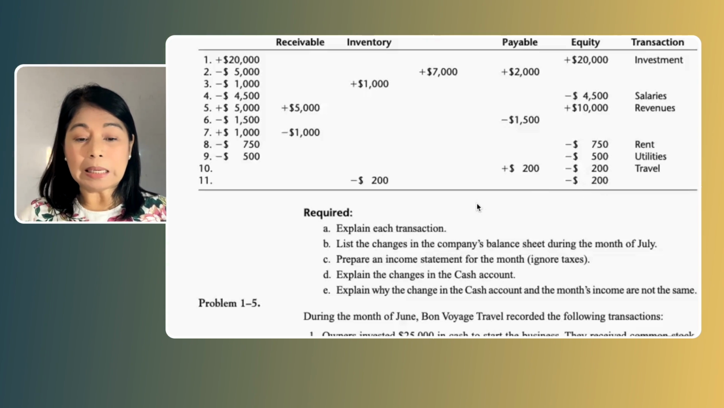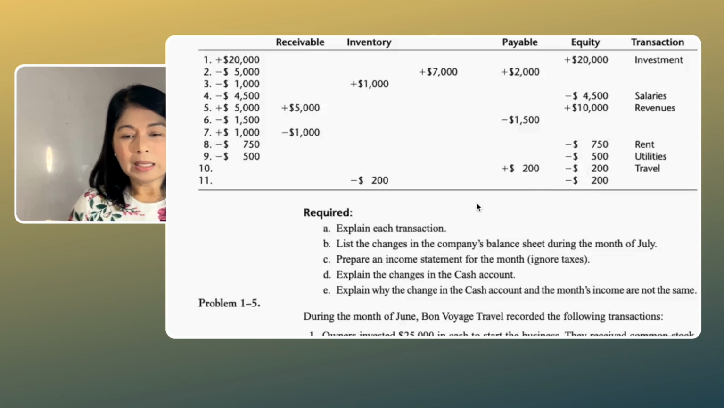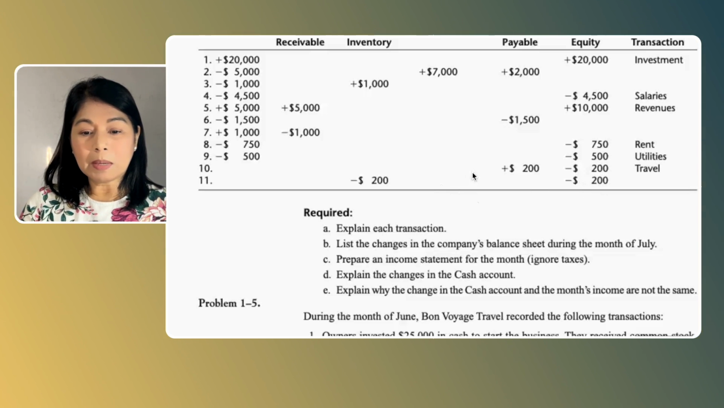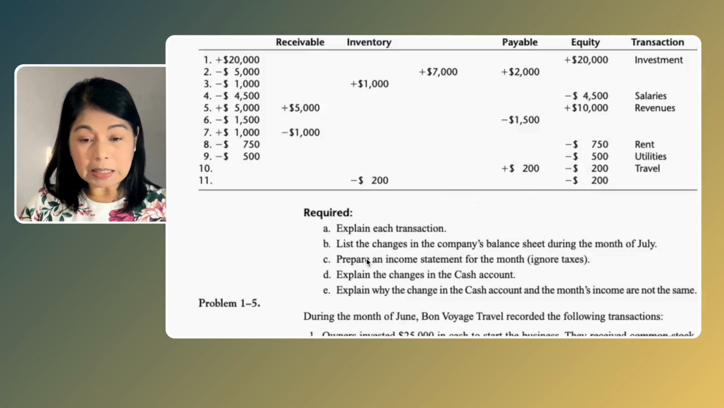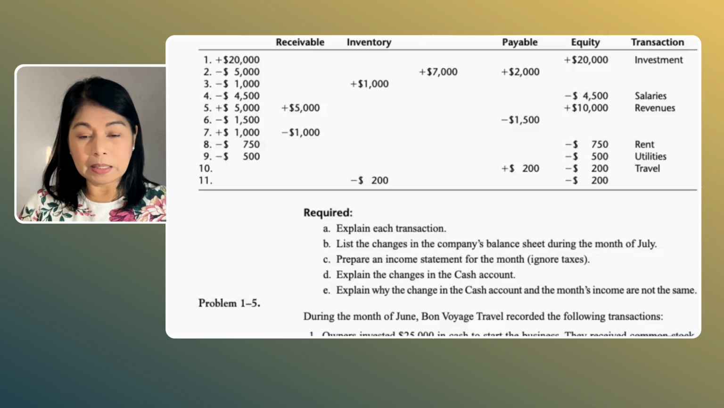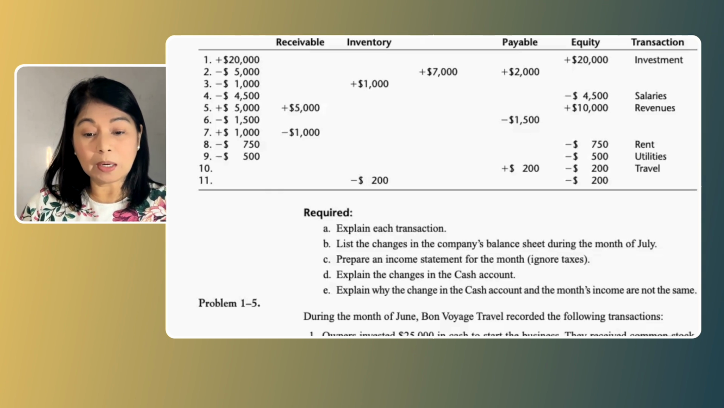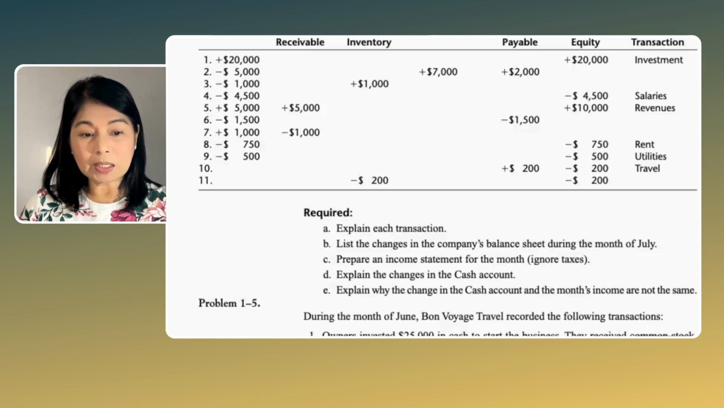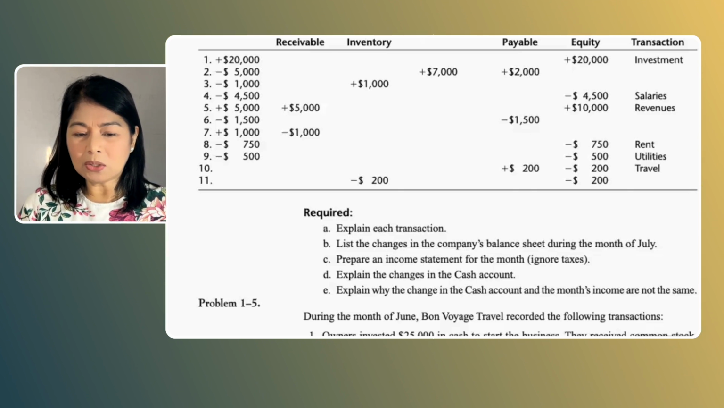Okay, so B, list the changes in the company's balance sheet during the month of July. So how all of these changes, basically you have to prepare the income statement. So let's see if it will balance. So you have that, hopefully, before you. I will stop share, but I will be able to see this. So the first thing that we have to do before I stop share, the balance sheet, and then income statement, nothing about the taxes, explain the changes in the cash account. I think we did that earlier. So D is already done.